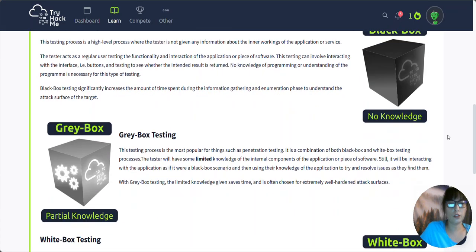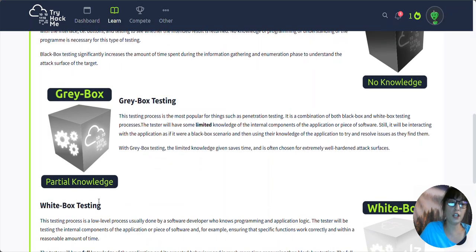Gray box. This testing process is most popular for things such as penetration testing. It is a combination of both black box and white box testing processes. The tester will have some limited knowledge of the internal components of the application or piece of software. Still, it will be interacting with the application as if it were a black box scenario, and then using their knowledge of the application to try and resolve issues as they find them. With gray box testing, the limited knowledge given saves time and is often chosen for extremely well-hardened attack surfaces, which also stands for partial knowledge.